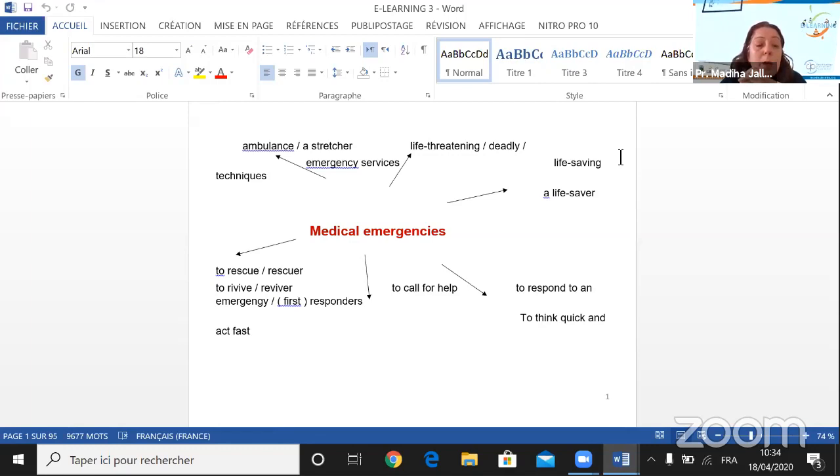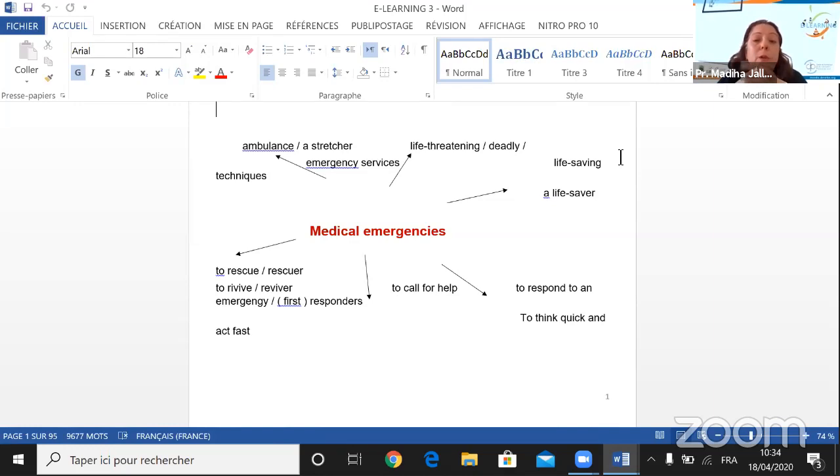Then you have below emergency services. Then you have life-threatening. Of course, medical emergencies, or most of them, are life-threatening. They are deadly. They can cause death. Most of them, not all of them, of course, can cause death. So they are deadly. I can also use the adjective lethal.